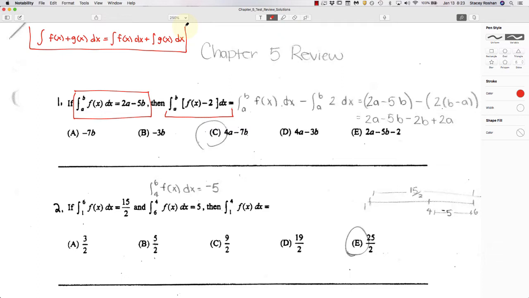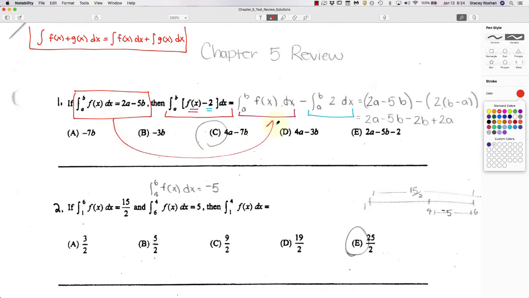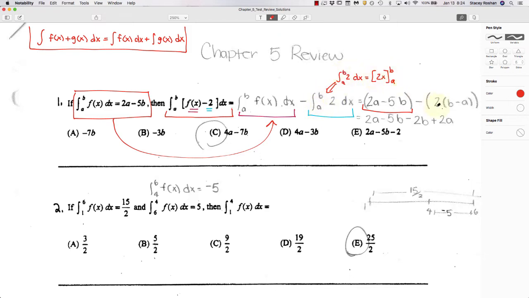And because of that, we can break it down. So the integral of this function minus the integral of this function. And that's what I've done here. The first part minus the second part. This part is given to us, so we just sub it in here. And then the antiderivative of 2 is 2x, right? So we're evaluating between a and b. So we get 2b minus 2a. That's how I got this part. I just kind of skipped this step.